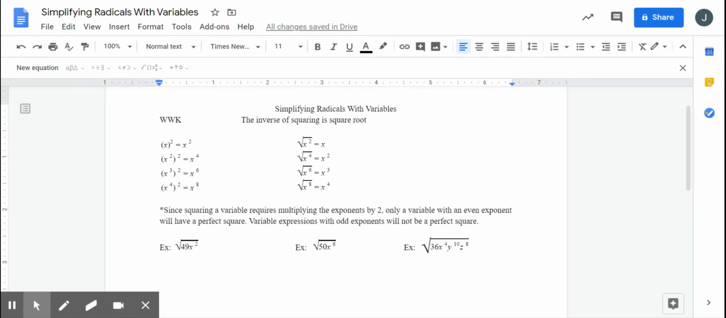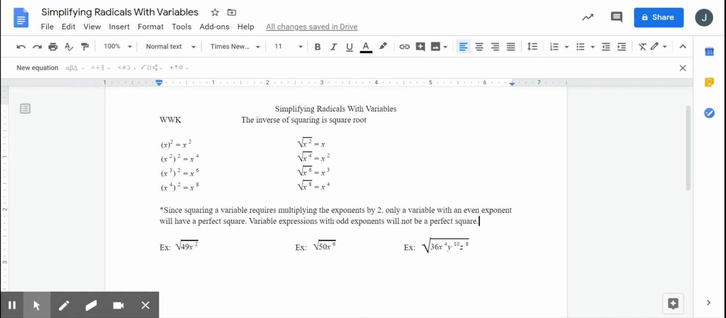So notice every single time we're squaring something, you are multiplying the exponent by 2. And perfect squares are all variables that have even exponents. X squared, x to the fourth, x to the sixth, x to the eighth. Therefore, if you're taking a square root, we can only take the square root of a variable to an even power. Okay, so x squared, the square root, we divide the exponent by 2.